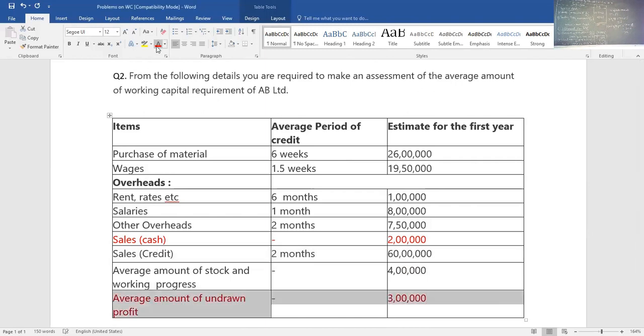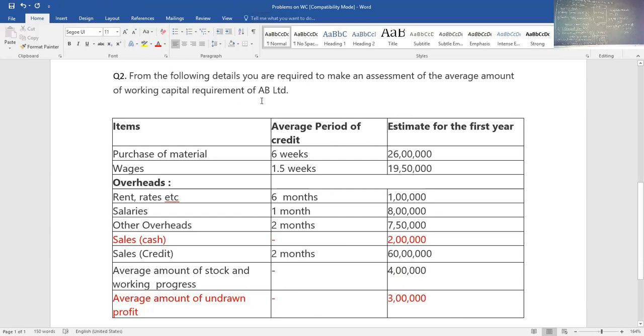Okay, so whatever I've highlighted in red indicates that you have to ignore it for computation of working capital because we are concerned only with cost information and credit information, not with cash in terms of sales nor in terms of profit. Clear? So give the heading statement of estimation of working capital for AB Limited.